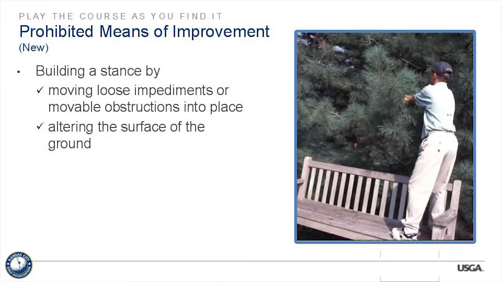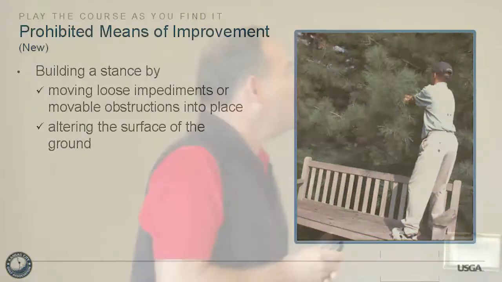Okay. Some prohibited means of improvement, building a stance. We've known this as a decision before. You can't move something into place to build a stance. Here's where usually I'd have Craig Stadler come in and give a little talk about his cow. But you can't put a movable obstruction into a position to make a stroke. If it's there, and you happen to be lucky you can stand on it, that's fine. You're not improving anything, are you? It's just there. So if it's in place, you're fine, but if you put it in position and make a stroke from it, you're going to be in trouble.